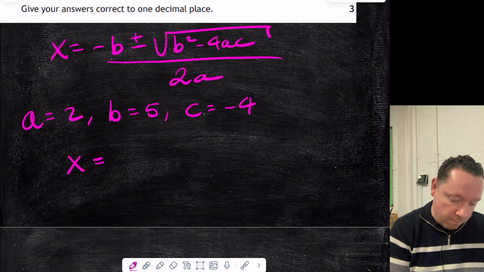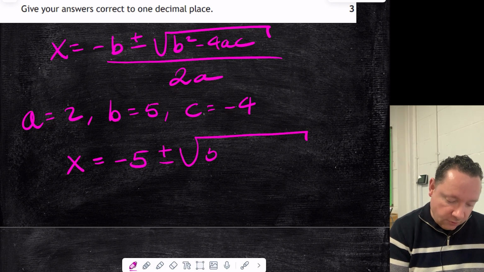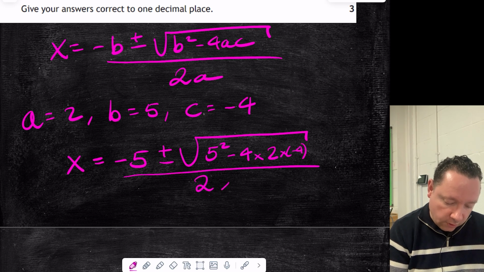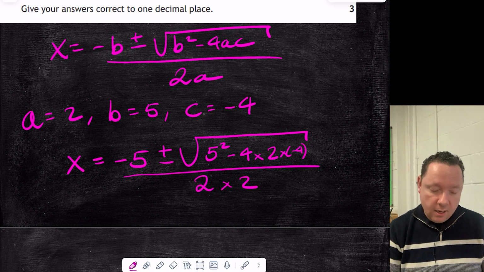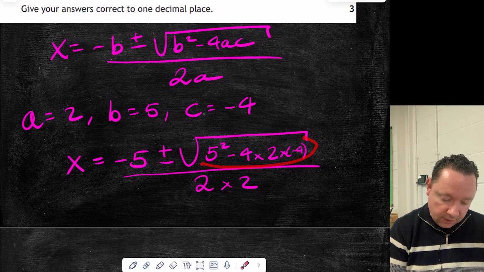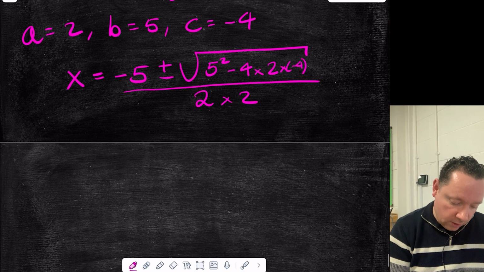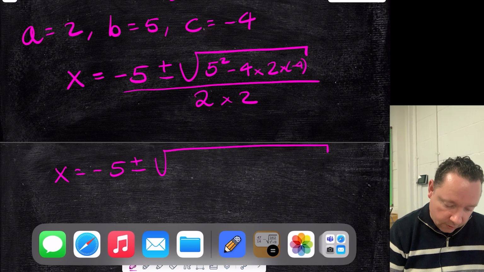x equals minus 5 plus or minus the square root of 5 squared minus 4 times 2 times minus 4, all over 2a, 2 times 2. You've got a mark there if you can get that substitution done. You then get a second mark for your discriminant, which is this part, and then your final answers. So the next part is to work out the bit underneath my square root sign, plus or minus. So there's my calculator.